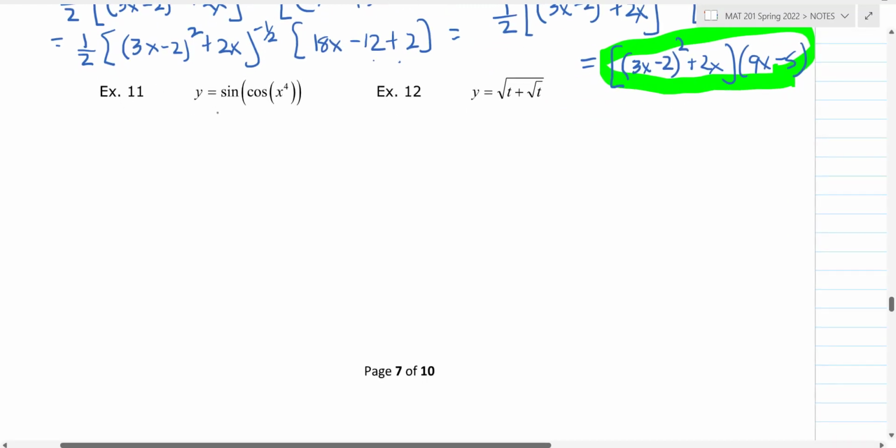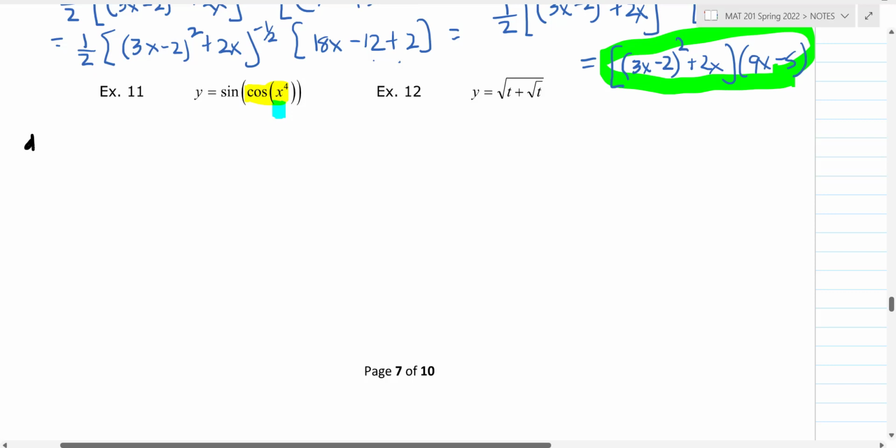Okay, I'll move to the next thing, and these again are just looking at multiple levels of the chain rule. Let's take a look at this one. On this one, the big function is the derivative of the sine of something. So we're going to start by focusing on the big Russian doll. That's the derivative of the sine, which we know is the cosine of something. Then we have a function inside, which is a cosine, and another function inside, which is x to the 4th. So you've got 3 levels here.